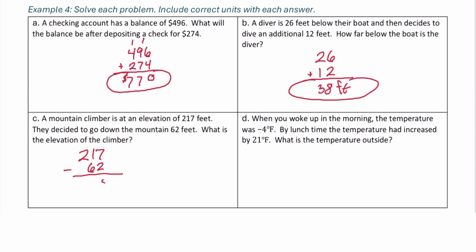7 minus 2 is 5. 11 minus 6 is 5. And then we bring down the 1. So at this point, they are 155 feet in elevation.